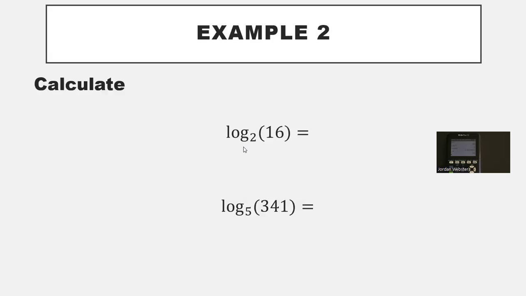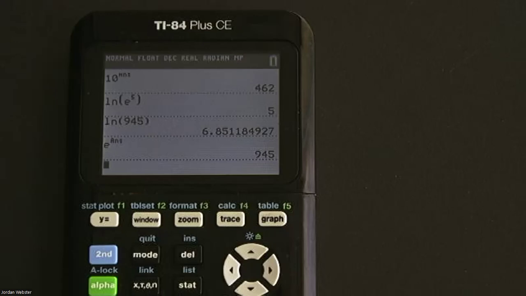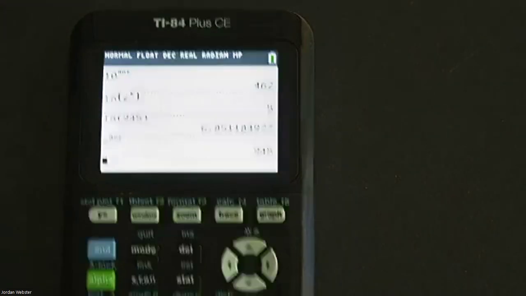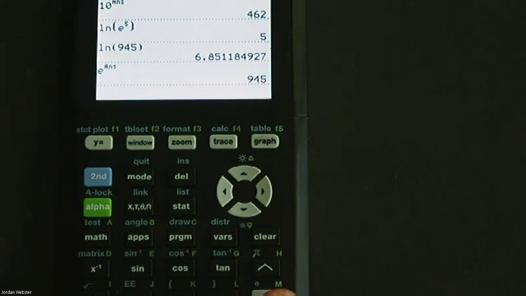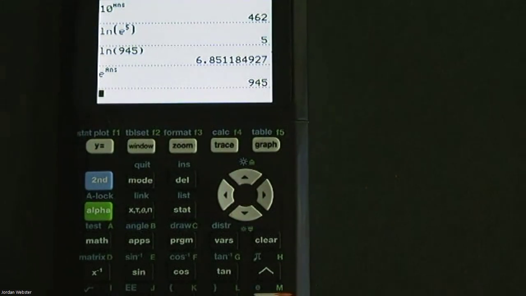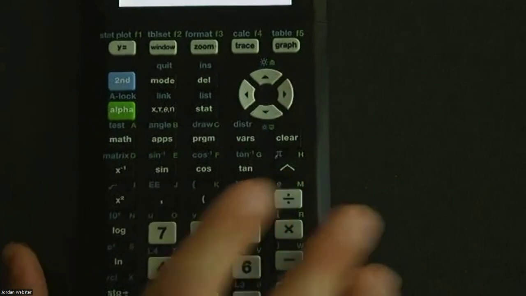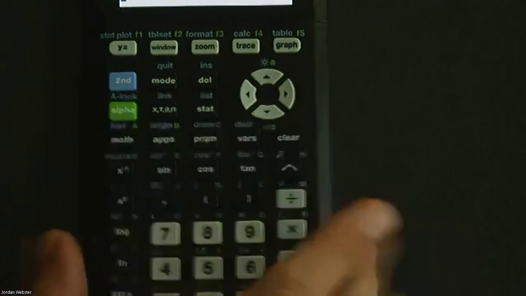Let's go do a couple of calculations. Here we have log base 2 of 16 and log base 5 of 341. Let's take our calculator and use the change of base rule to calculate these two. If I were to use the change of base rule to calculate log base 2 of 16, I can use either the log base 10 or the natural log.